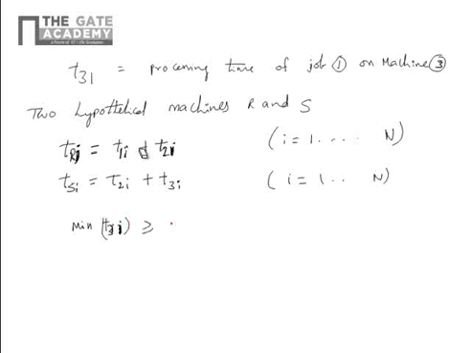is greater than or equal to maximum of T2i, and minimum of T1i is greater than or equal to maximum of T2i, greater than or equal to. So then we have to use Johnson's algorithm.